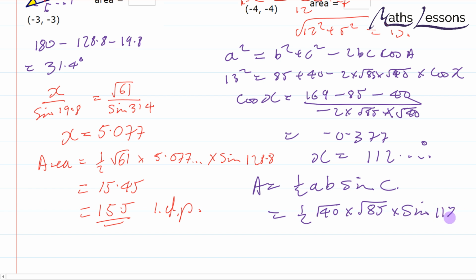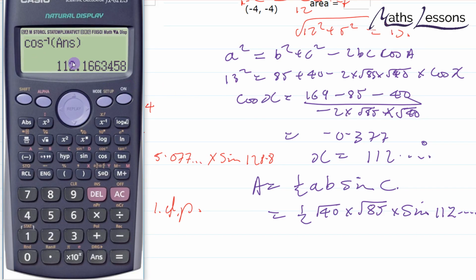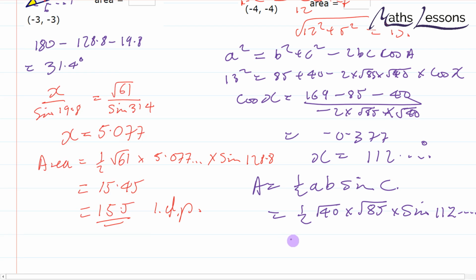So I'm going to do 0.5 times the square root of 40 times the square root of 85, and then we're going to times that by sine of the previous answer. That means I've got all my digits in there. And we get exactly 27.